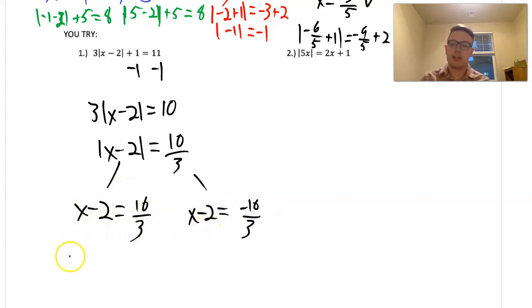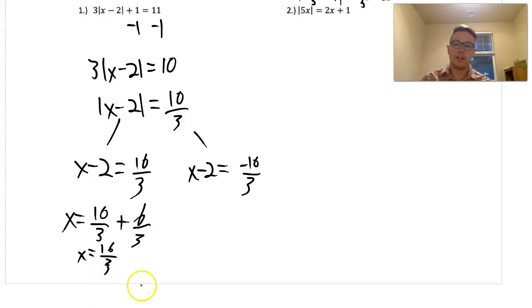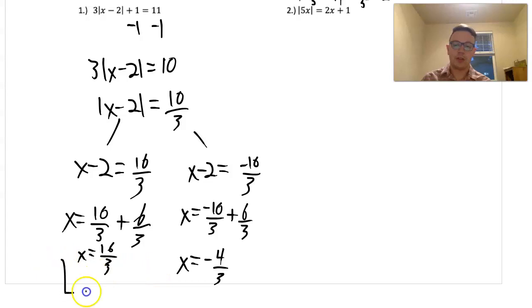We would add 2 to both these sides, so we would get x is equal to 10 thirds plus 2, which is the same thing as 6 over 3, right? Multiply that by 3 over 3. And so this would give us x is equal to 16 over 3. Then for the other one, we would add that, so we'd get x is equal to negative 10 over 3 plus 6 over 3. And that would leave us with x is equal to negative 4 over 3. Those would be your two answers.